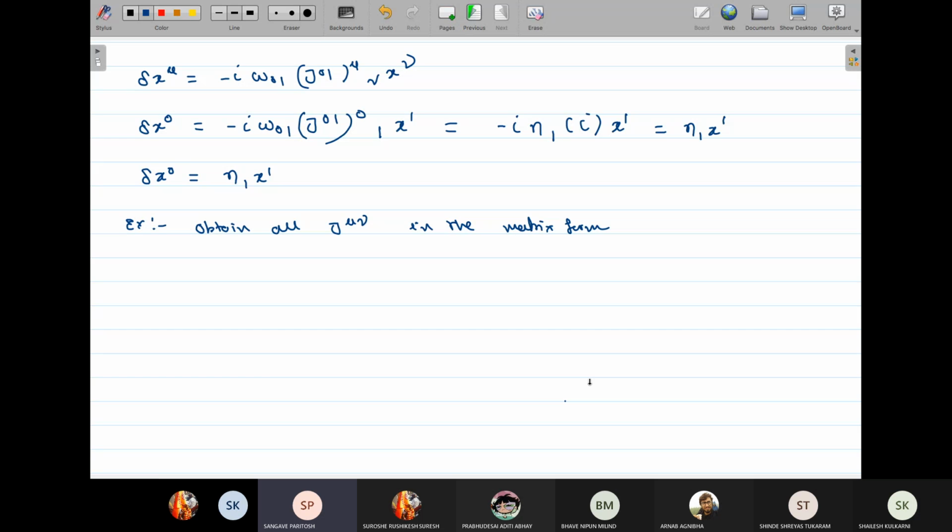Sir, infinitesimal transformations are invertible. That's why. Huh? What? No. But any Lorentz transformation, you will have an inverse Lorentz transformation, right? So your finite Lorentz transformation is also invertible.